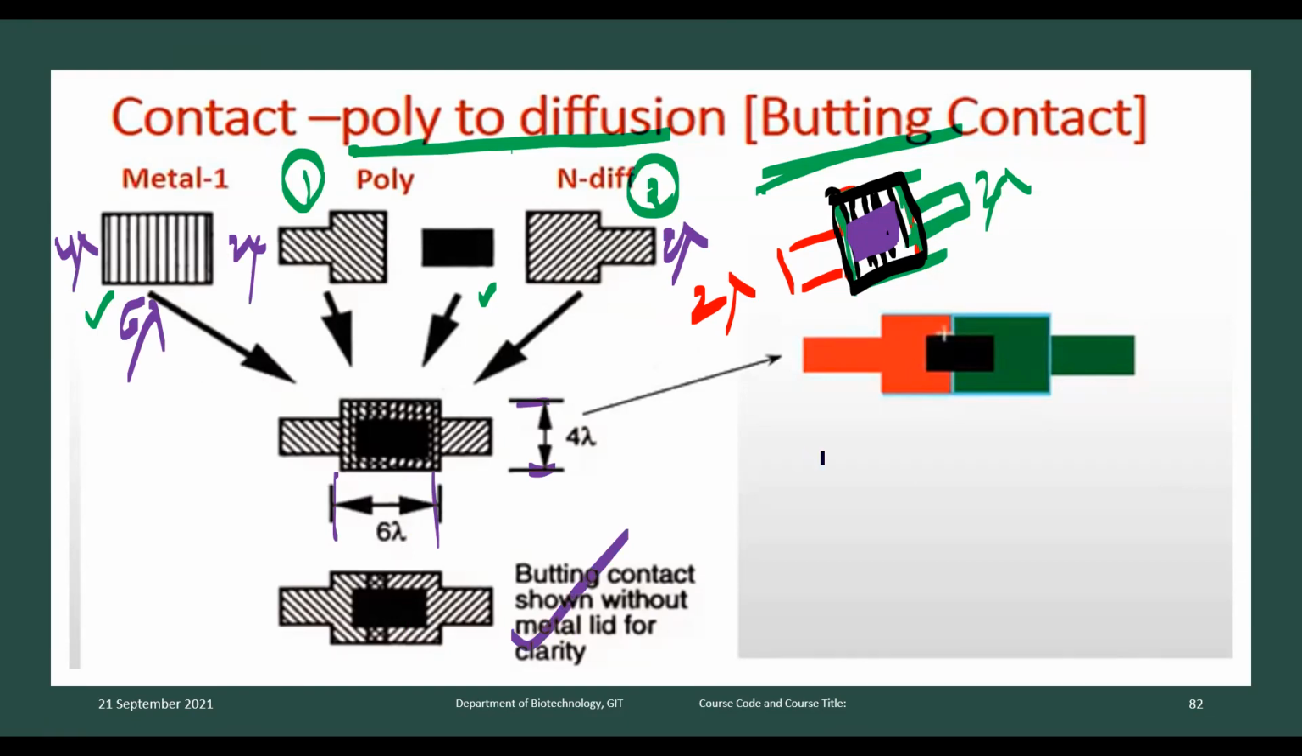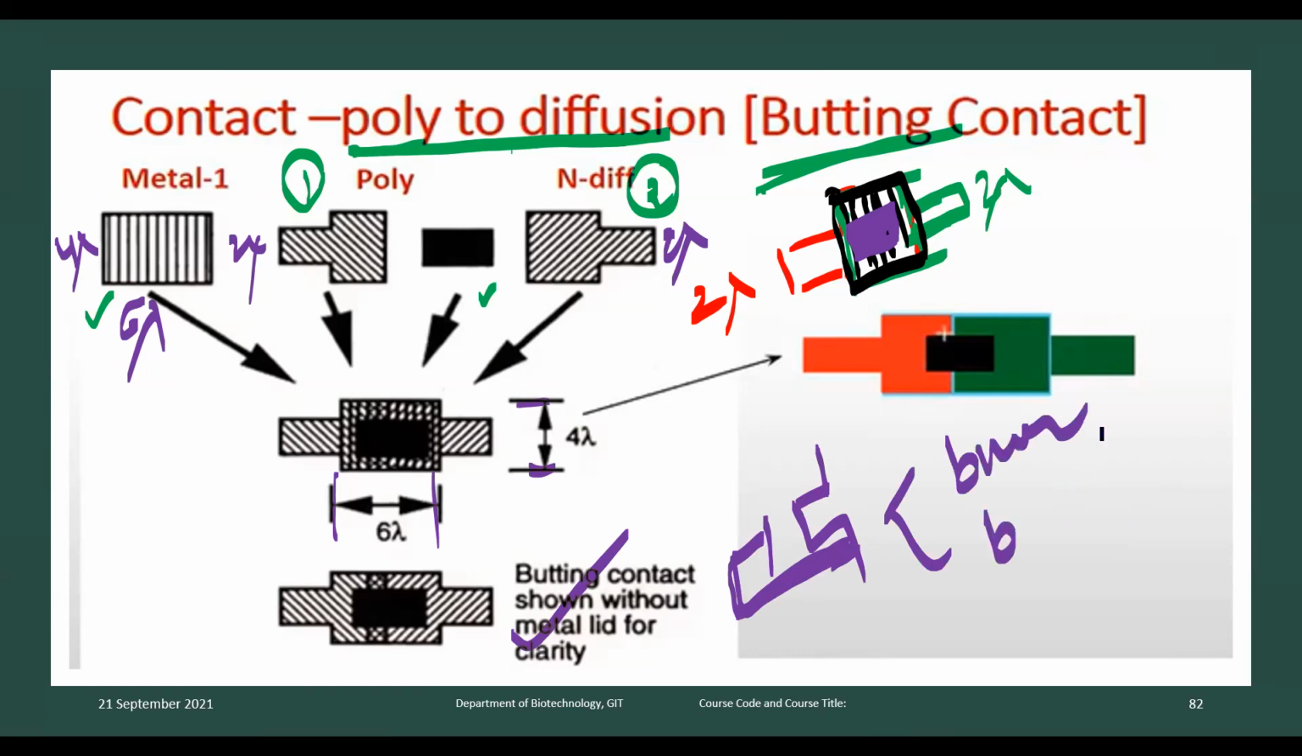Both butting contacts and buried contacts are used to give the connection between the gate and the source in depletion MOSFETs, either N type or P type, NMOS or PMOS. To join the gate and the source, you can use either the buried contact or the butting contact. That is the very simple thing. I hope you understand how the butting contact can be made.